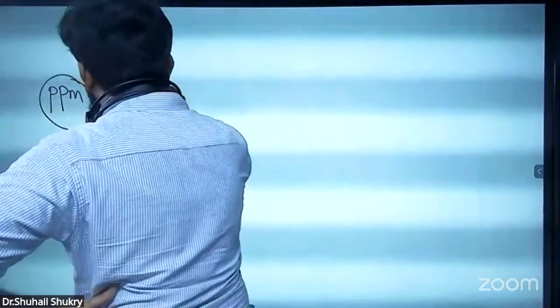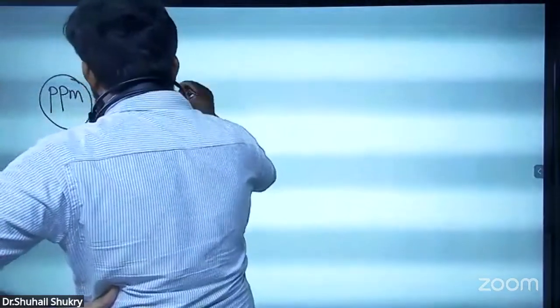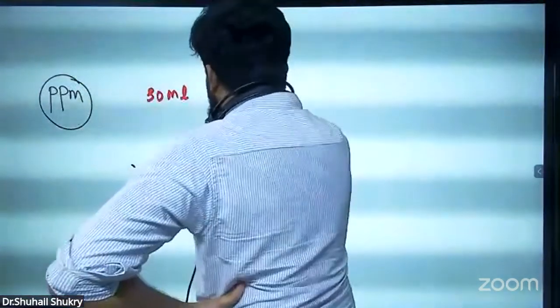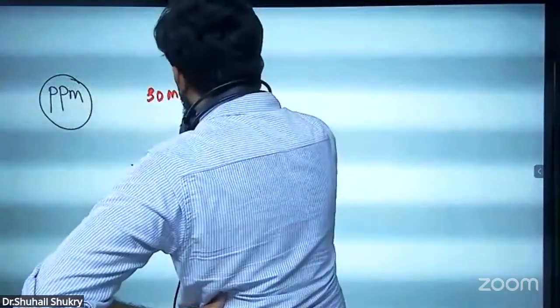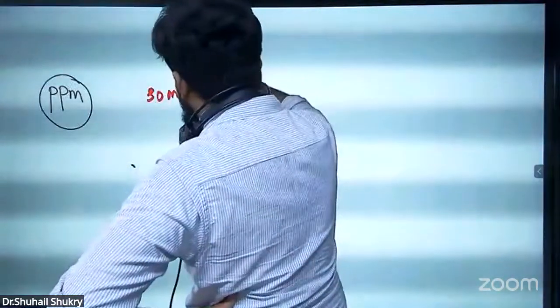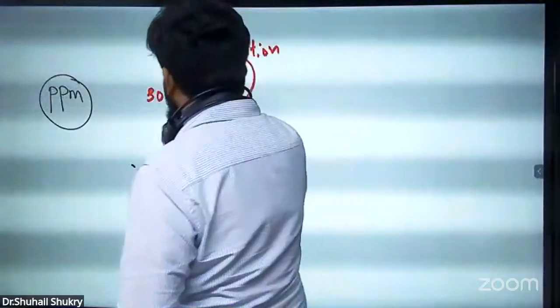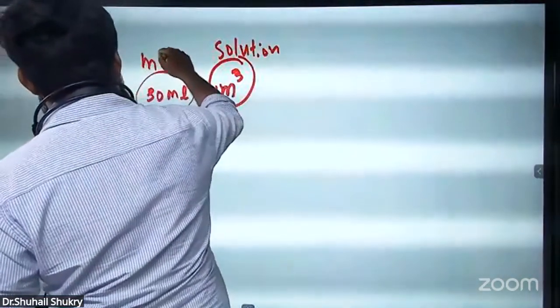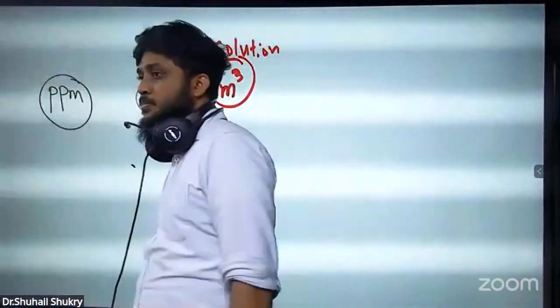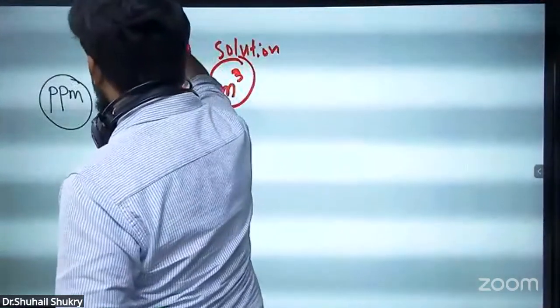Just imagine there are 30 milliliter of poisonous thing in 1 cubic meter. Think, in 1 cubic meter of solution, 30 milliliter of poison is mixed. This much is mixed. Then they will ask, find the ppm of the poison.